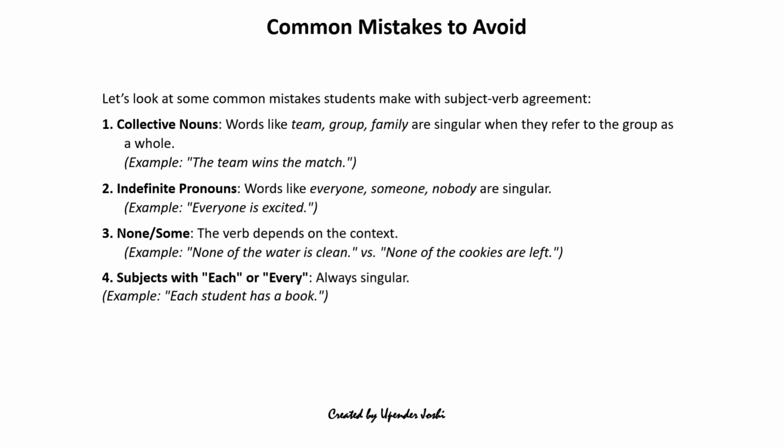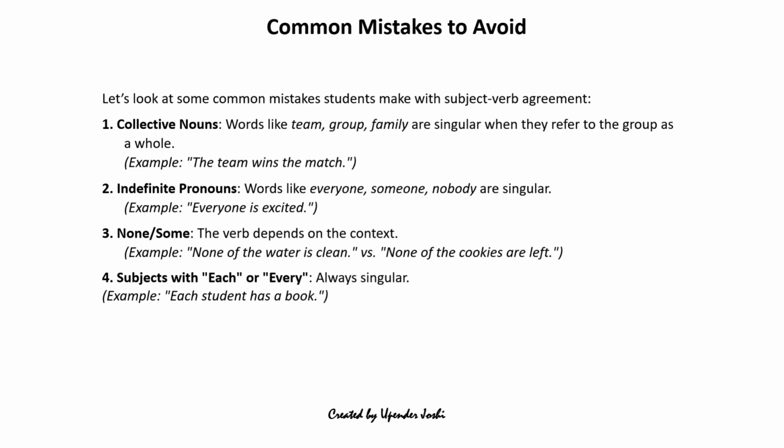Let's look at some common mistakes students may make with subject-verb agreement. First, be careful with collective nouns. Words like team, group, family are singular when they refer to the group as a whole. Example, the team wins the match. Second, be careful with indefinite pronouns. Words like everyone, someone, nobody are singular.